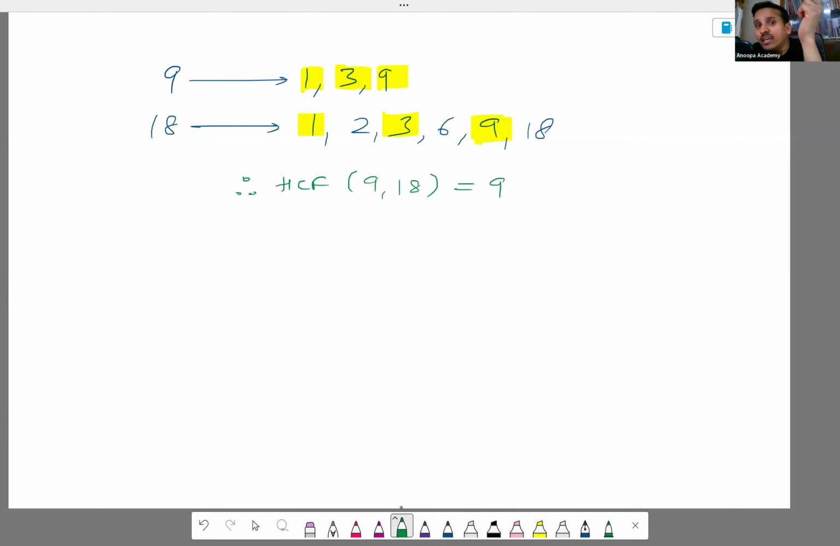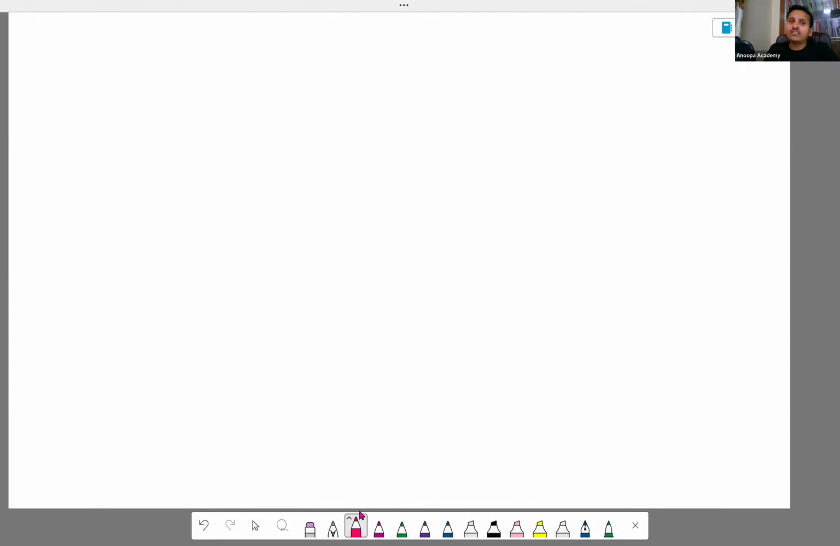And if you observe very carefully, 9 is the biggest number or the largest number or the highest number which divides both 9 and 18. Yes or no, everyone? Perfect. Okay. Let's move forward and understand the concept of LCM. Okay. LCM is least, or you can also say lowest, common multiple. Least or lowest common multiple.